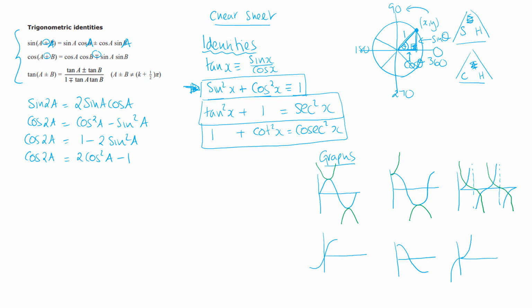Then tan, if we do A plus A on the top, we get plus there, but on the bottom it's minus. So tan 2A is going to be 2 tan A over 1 minus tan squared A. Okay, so they are your double angle formulae.